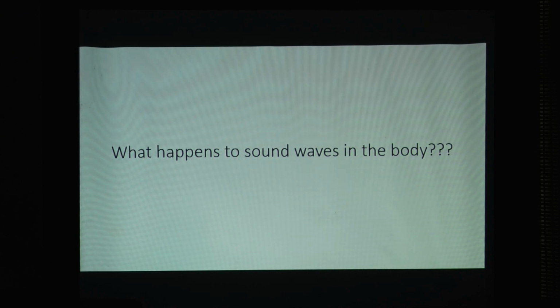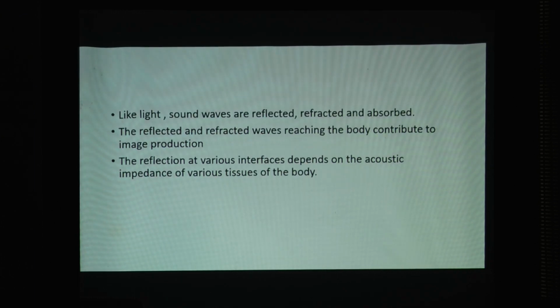What happens to sound waves in the body? Like light, the sound waves are reflected, refracted and absorbed. The reflected and refracted waves reaching the body contribute to the image production. The reflection at various interfaces depends on the acoustic impedance of the various tissues of the body.